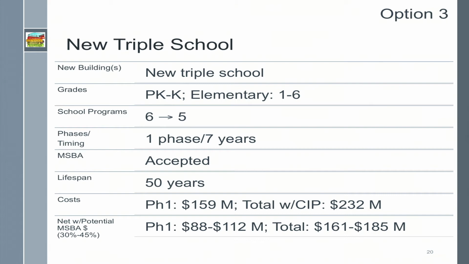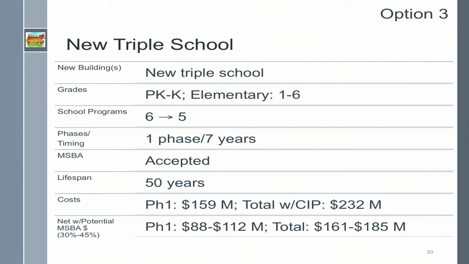And we estimate that Phase 1 would cost about $159 million, and the total costs with the remaining capital improvement projects would be about $232 million. With MSBA reimbursement, we expect Phase 1 to cost $88 to $112 million, and the total cost to be $161 to $185 million.